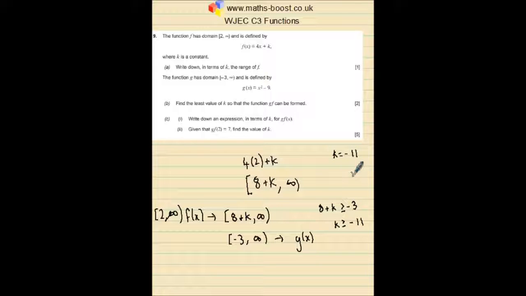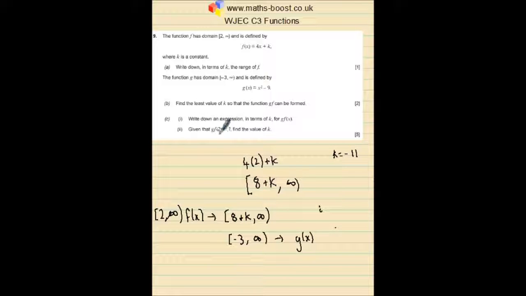We don't mind if it's more than that, because, for instance, if k was 10, we'd have 18, and that's fine because 18 falls within this interval. So that's that part of the question done. And then you won't have any problems with C1. I mean, that's just algebra, forming the composite function.